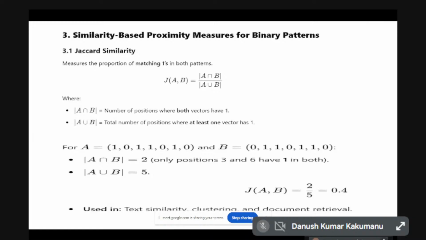Next, the third one: similarity based proximity measures for binary patterns. The first one is Jaccard similarity.